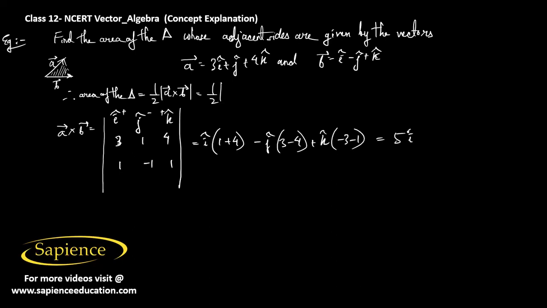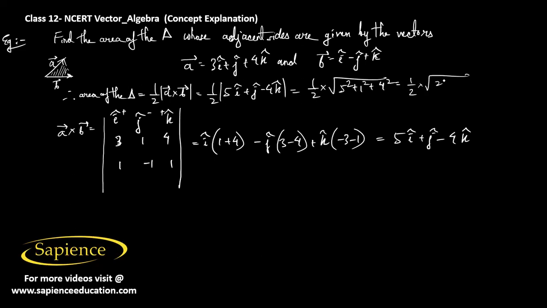So this will be equal to 5 i cap, then this is minus 1 into minus, so that is plus j cap, and then minus 4k cap. Therefore, we have to find the magnitude of a cross b, the magnitude of 5 i cap plus j cap minus 4k cap. That will be half into square root of 5 square plus 1 square plus 4 square. So that will be equal to half of square root of 25 plus 16 plus 1.